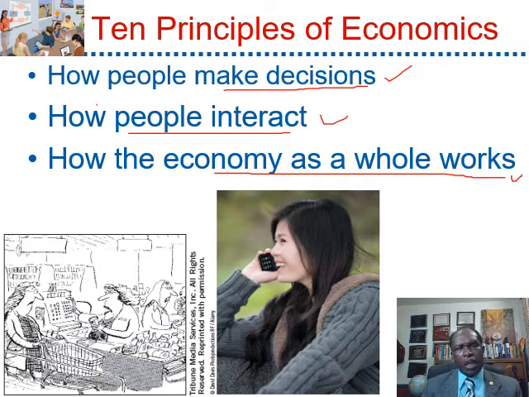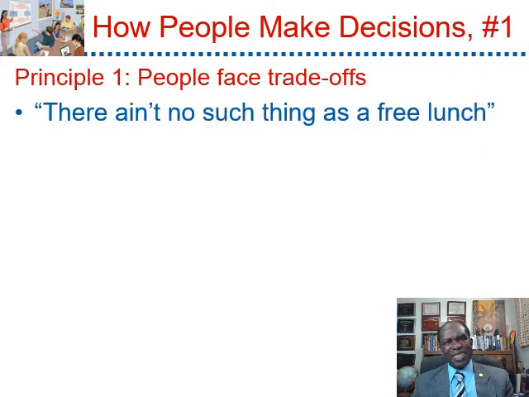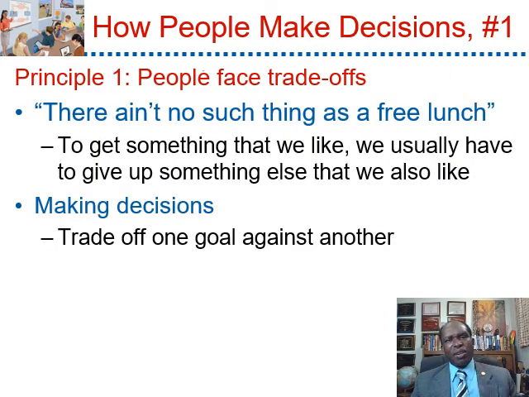In this video, we're going to talk only about the first category, which is how people make decisions. In the next video, we'll talk about how people interact. In the last video for chapter 1, we'll talk about how the economy as a whole works. How people make decisions consists of four principles. The first principle is people face trade-offs.